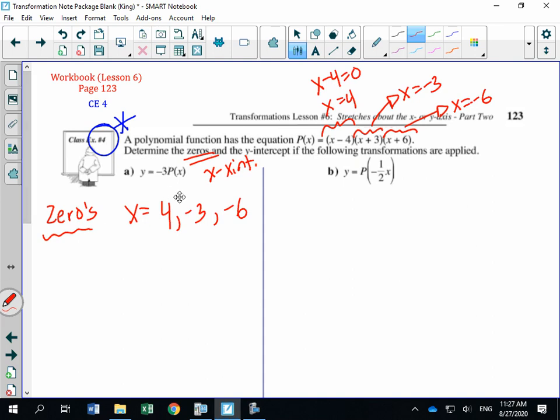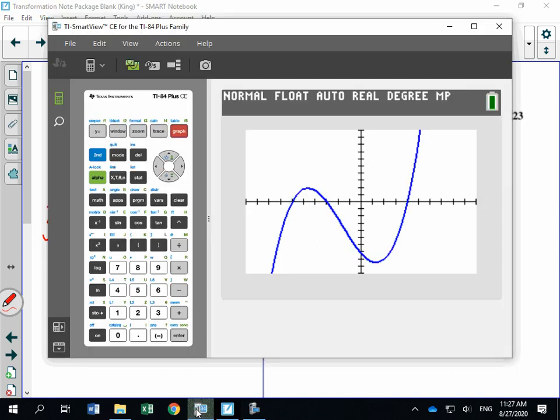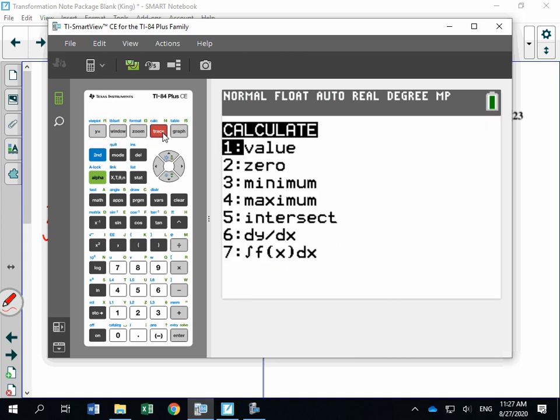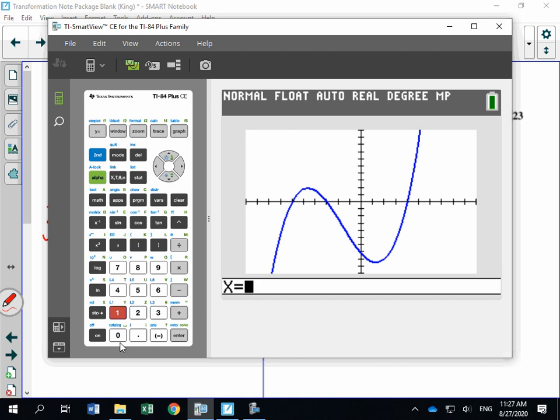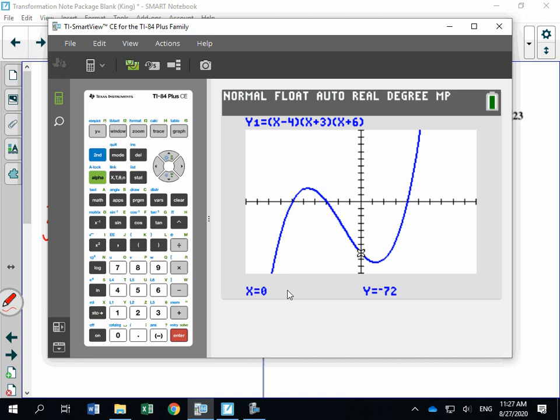If I said, what's the y-intercept of this function? I'm going to show you 2 ways to do this. If you were doing it on your calculator, you would go to second function, trace a value. The y-intercept is when x is 0. So when x is 0, y is negative 72.